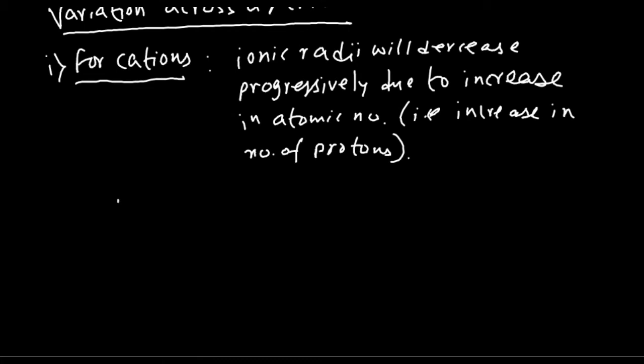So if I consider Na plus, Mg2 plus, and aluminium 3 plus, if you see here, all these three ions are isoelectronic. Isoelectronic means they have the same number of electrons. Iso means same, electronic means they have the same number of electrons. All of them have 10 electrons.